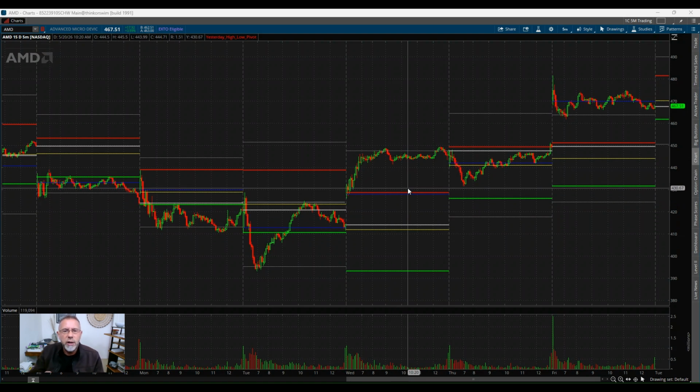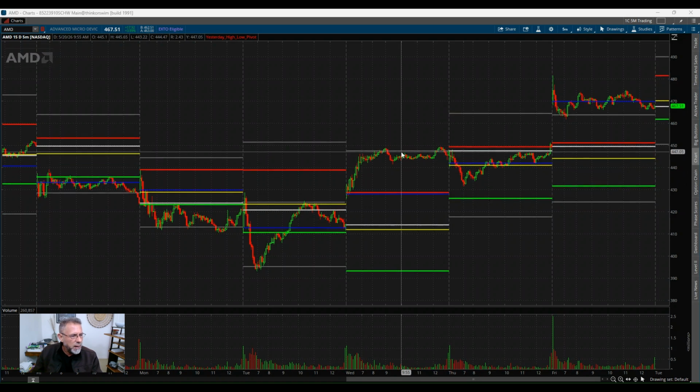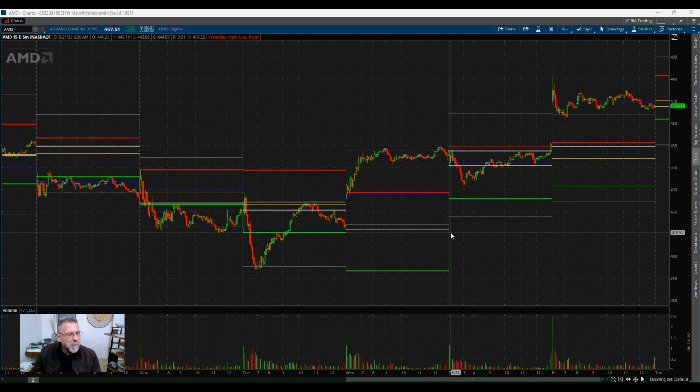That's the calculation. You can Google it, it's pretty basic. It's 2 times the pivot minus the high, or 2 times the pivot minus the low, for the resistance and support respectively. Those are plotted here in the dark gray, so the faint lines, but it's pretty remarkable.